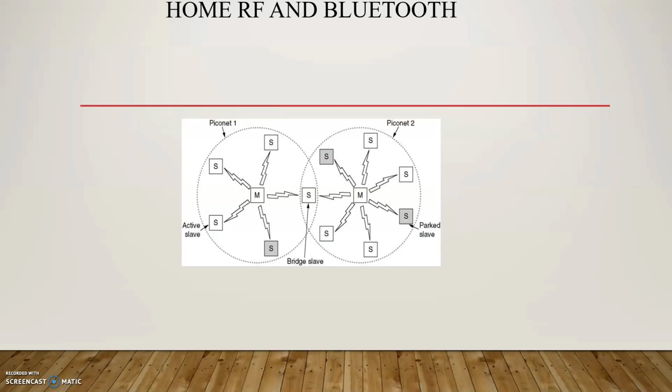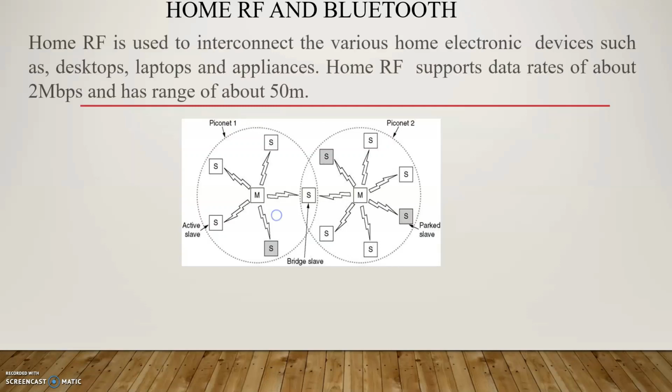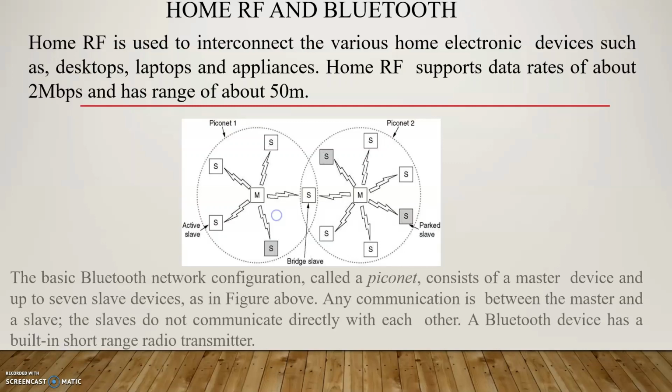Now, the last LAN technology is home radio frequency and Bluetooth. Home radio frequency is used to connect various home electronic devices such as desktops, laptops, and appliances. Home radio frequency supports data rates of about 2 Mbps and has a range of about 50 meters. The basic Bluetooth network configuration, called a piconet, consists of a master device and up to 7 slave devices, as shown in the figure. Any communication is always between the master and a slave. The slaves cannot communicate directly with each other.